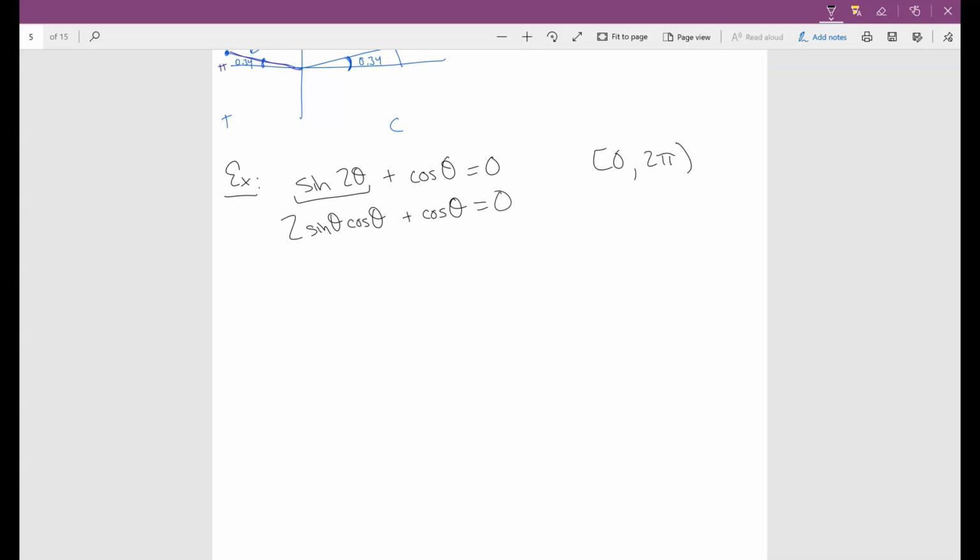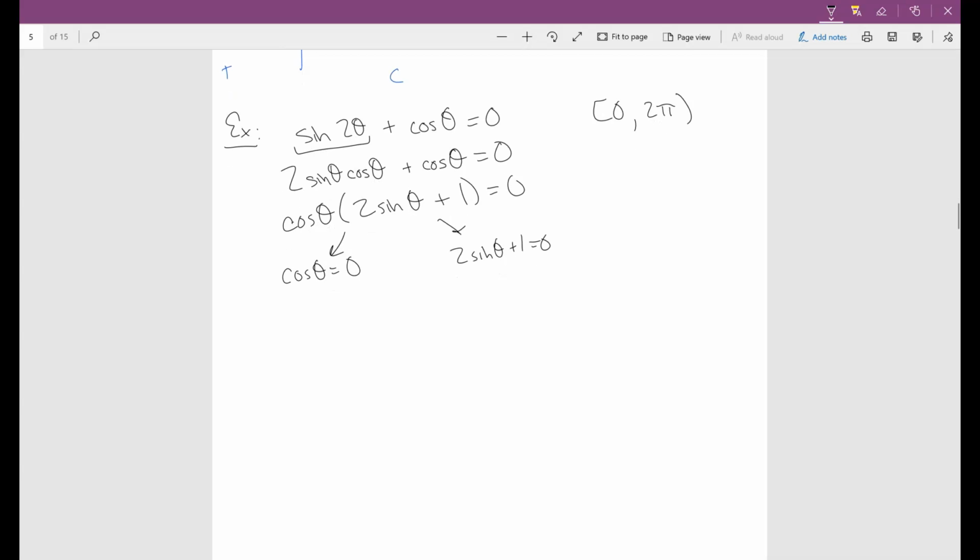Okay. Notice here we can factor out a cosine. So I'm going to be left with 2 sine theta plus 1 equals 0. Okay, now that we've factored that out, I can just break them up. So I've got cosine of theta equals 0, and 2 sine theta plus 1 is equal to 0.